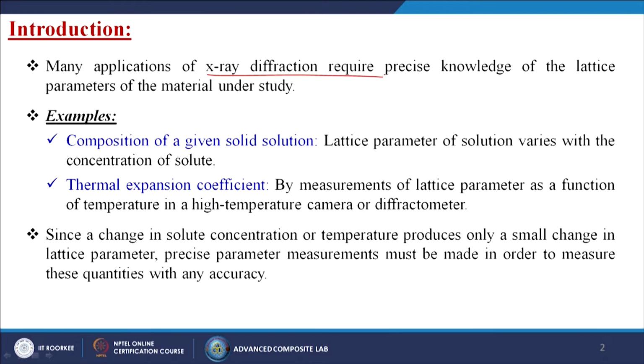So, what are the examples? Like the composition of a given solid solution: the lattice parameter of solutions varies with the concentration of solute. Next, the thermal expansion coefficient, by measurement of lattice parameter as a function of temperature in a high temperature camera or maybe a diffractometer. Since a change in solute concentration or temperature produces only a small change in lattice parameter, precise parameter measurements must be made in order to measure these quantities with accuracy.